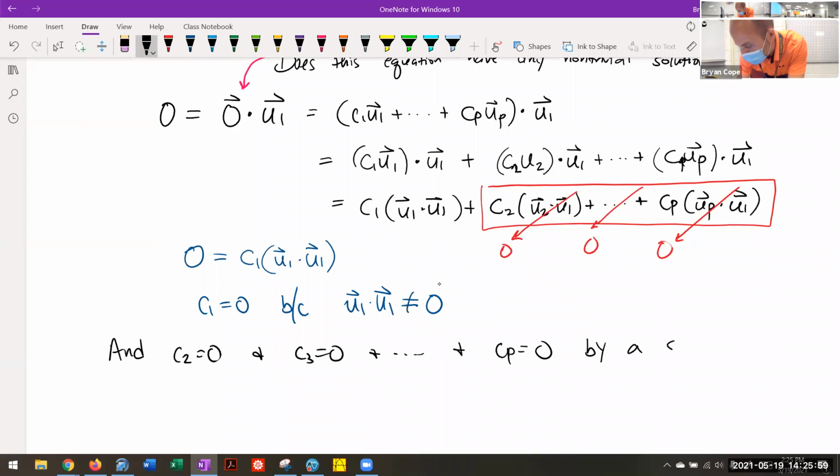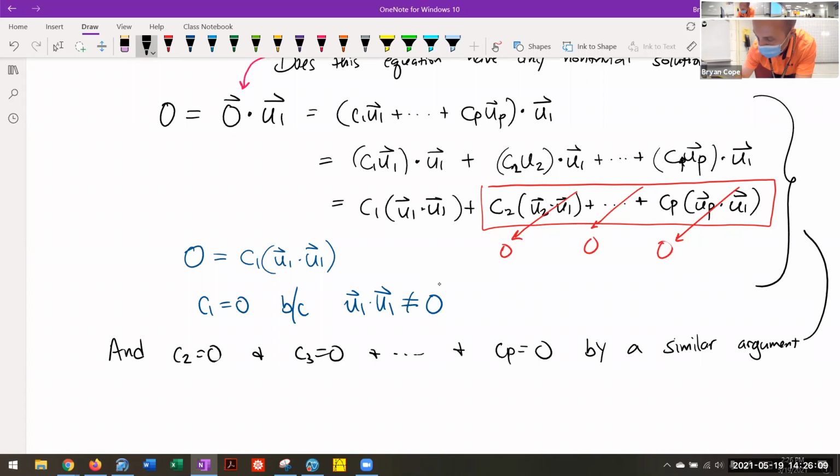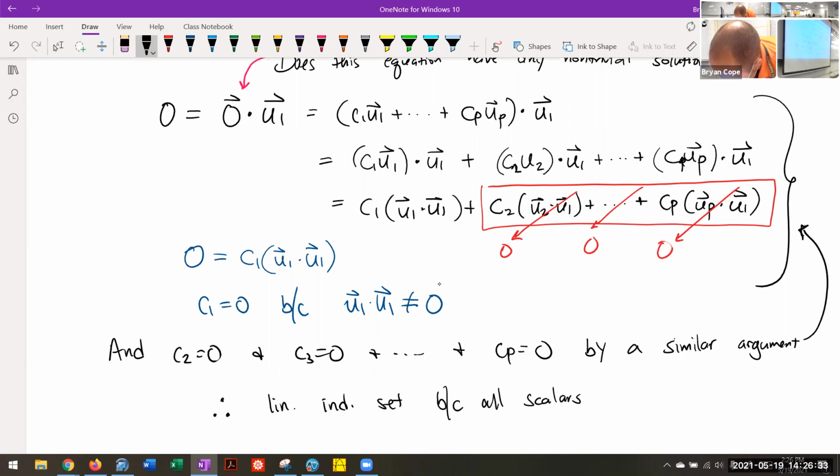And we'll just say by a similar argument, and I'm going to put an arrow back up to this whole argument that we did up here. We'll kind of bracket this off and say by a similar argument to right there. And therefore we did it. We showed that every single scalar must be 0, and so therefore the set is linearly independent. So therefore, we have a linearly independent set because all scalars are 0.